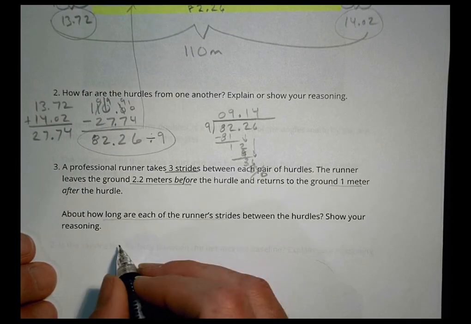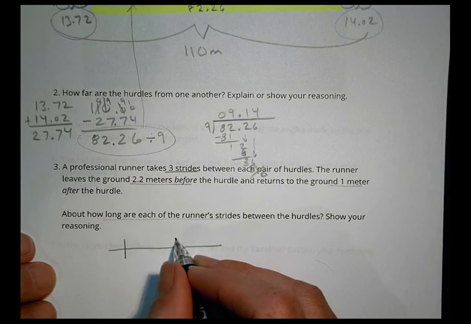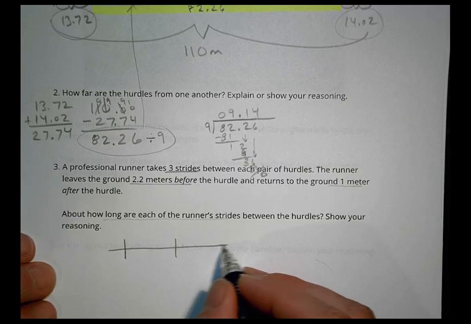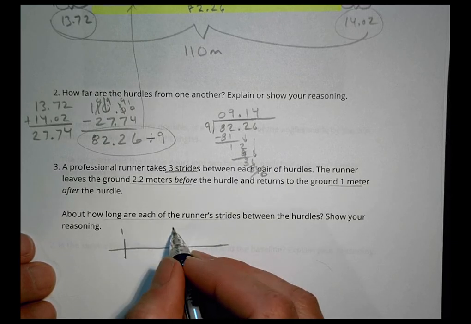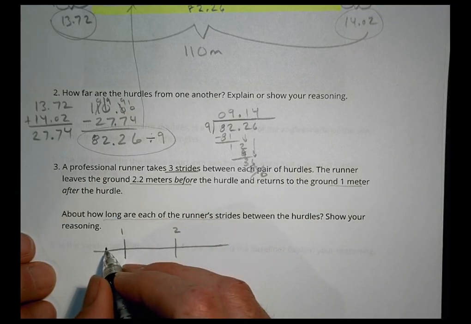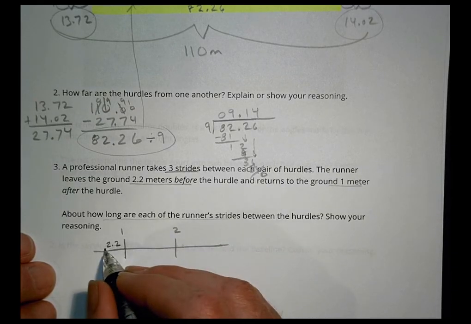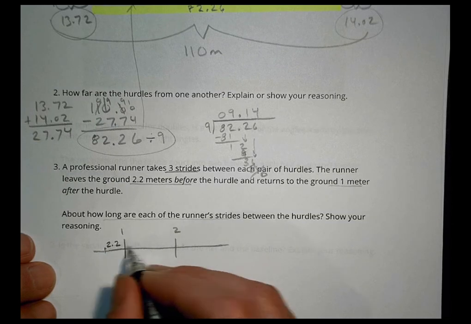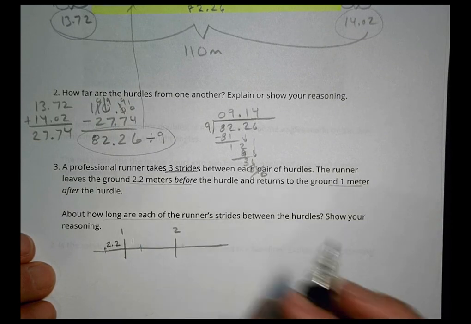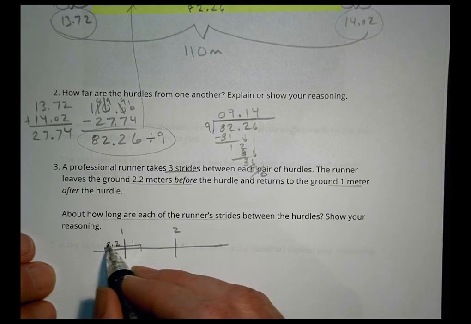Okay, so let's just do a little picture here. We have basically, let's say this is hurdle number 1 and hurdle number 2. What we know is that they leave the ground 2.2 meters before, and they land on the ground 1 meter after. So this is kind of in the air. They're in the air for a total of 3.2.